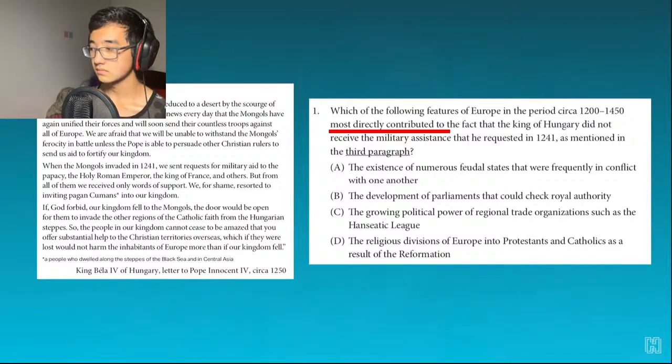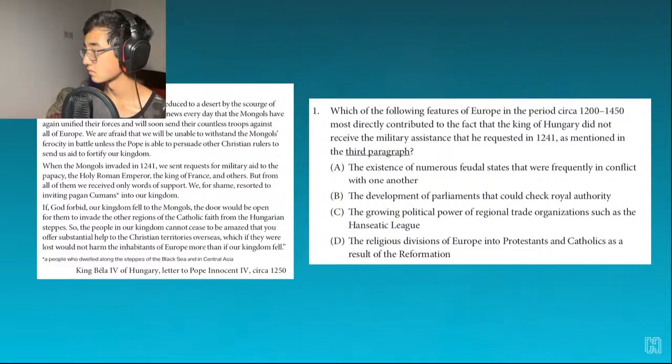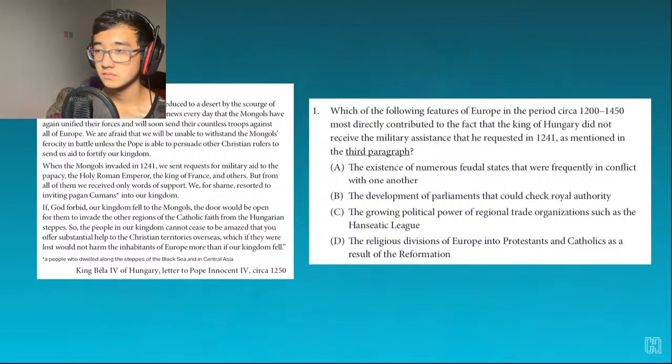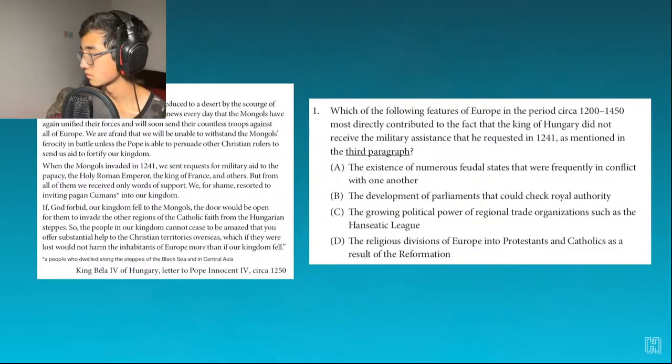What caused this scenario? A, the existence of numerous feudal states that were frequently in conflict with one another. B, the development of parliaments that could check royal authority. C, the growing political power of regional trade organizations such as the Hanseatic League. D, the religious divisions of Europe into Protestants and Catholics as a result of the Reformation.